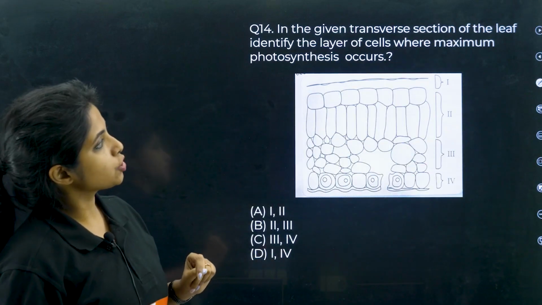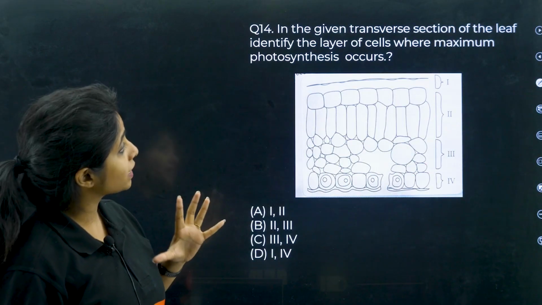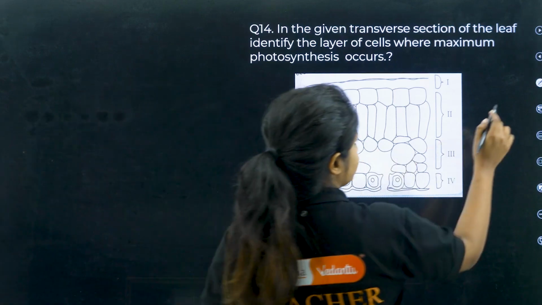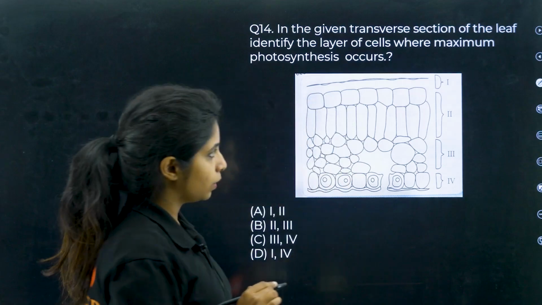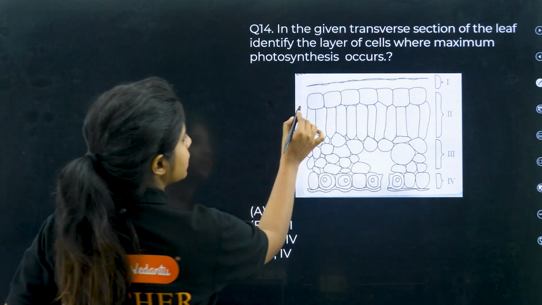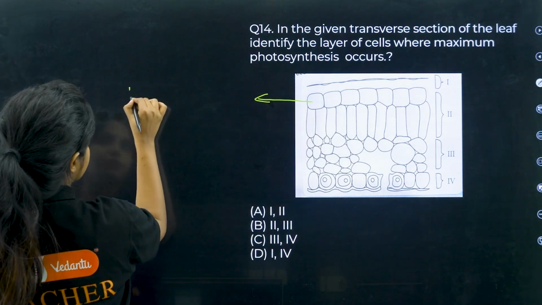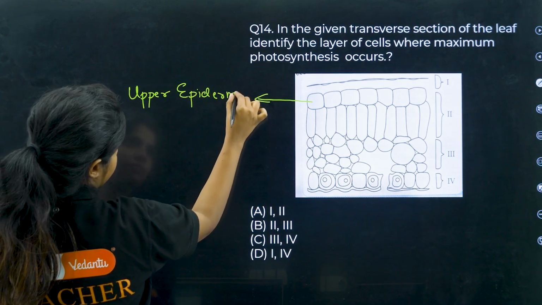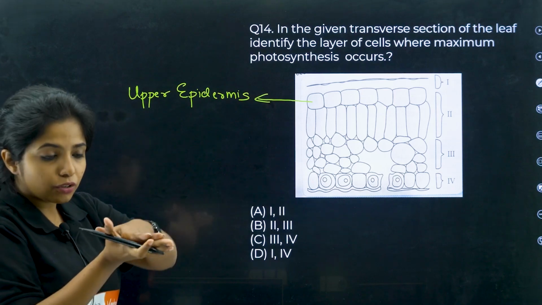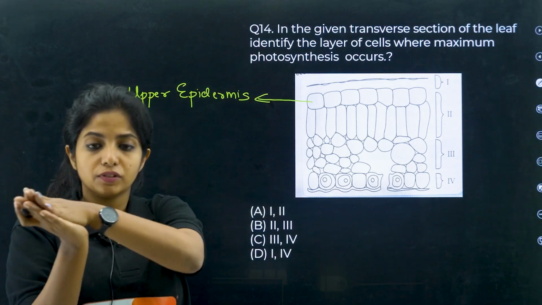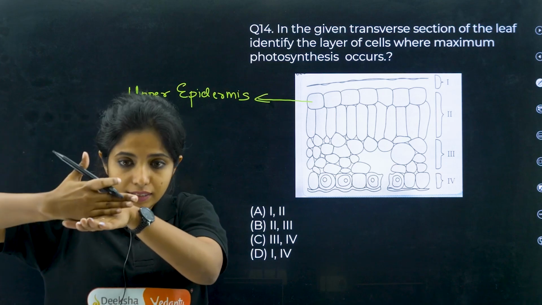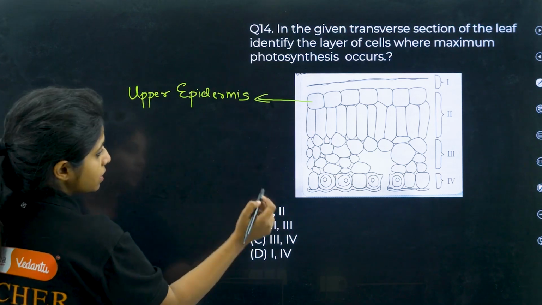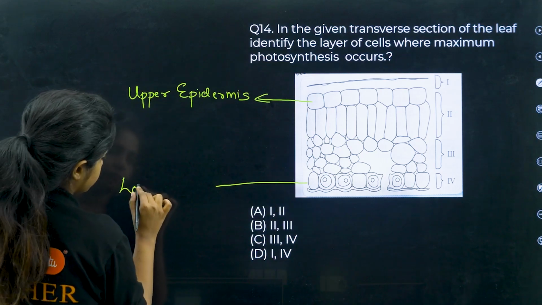In the given transverse section of a leaf, identify the layer of the cells where maximum photosynthesis occurs, my dear children. Now, if you want to know the answer for this, there you need to put a bit of efforts. Okay, first understand the fact that this layer that they are talking about is upper epidermis. What is it, children? It is upper epidermis. Now, this is a leaf, a cross section of a leaf, a transverse section of the leaf, as in, for example, if this is a leaf, I am going to cut the leaf like this, and I am going to see the side angle. How does it look from inside? So the upper epidermis is there. Similarly, there will be lower epidermis.